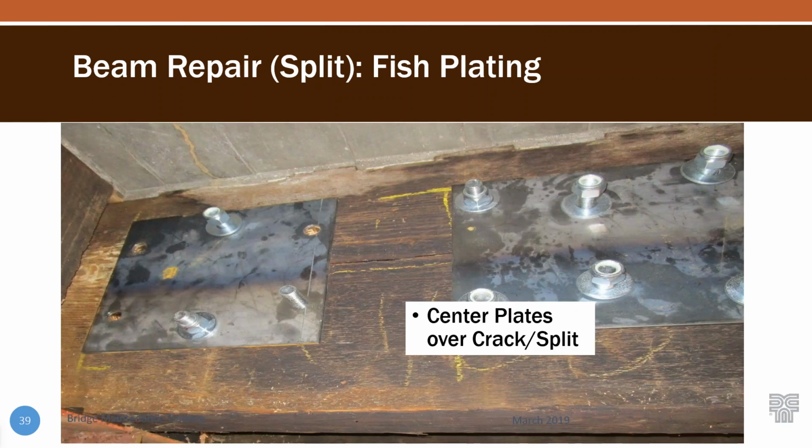Here's just an example of what it looks like actually in the field. You can see all the bolts aren't installed on this one yet. They're in the process of installing it, but you're basically stitching across that crack and using the steel to help tie the member back together.